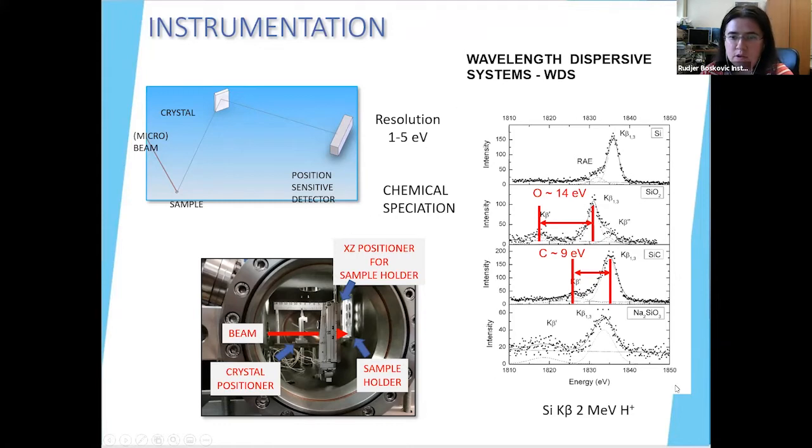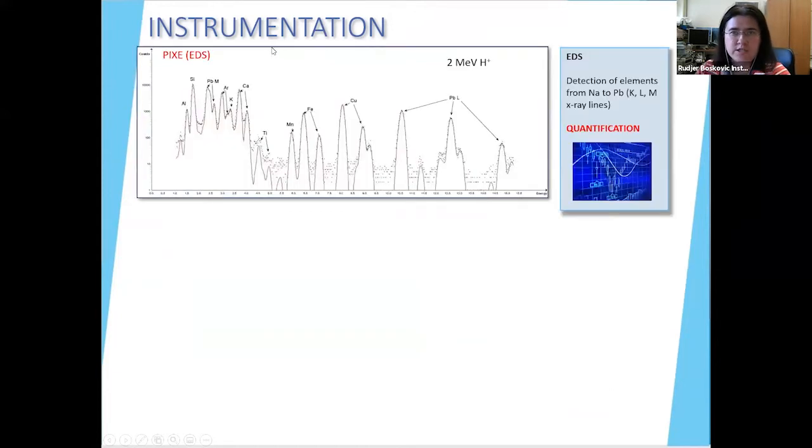And this is, for example, one experimental chamber where you can see the beam hitting the sample. Here we have the crystal and behind it is the detector. This is just to show what this type of detector can be used for. It is mostly for performing chemical speciation studies, where you can detect silicon K lines in different compounds, and from these spectra you can determine, for example, what type of ligand is bound to the silicon atom.